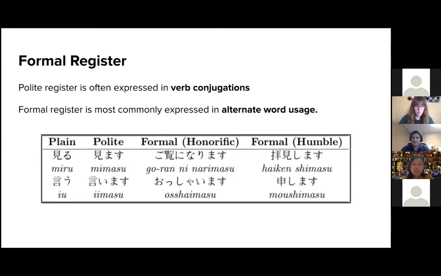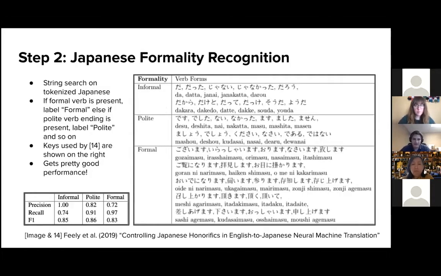The problem is that the formal register is most commonly expressed in alternatives to common words. They take the polite verb endings, but so goran ni narimasu is the formal version of the verb miru. This makes the formal register a little bit more difficult to classify than the polite register because we have to have a big database of all of the possible formal verbs. So previous work has approached this problem by tokenizing Japanese and looking for a bunch of different verbs. As you can see, the amount of formal verbs they're looking for is very large.